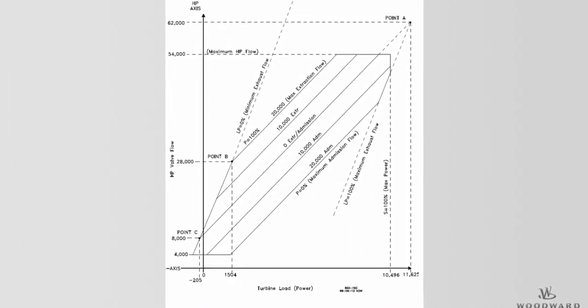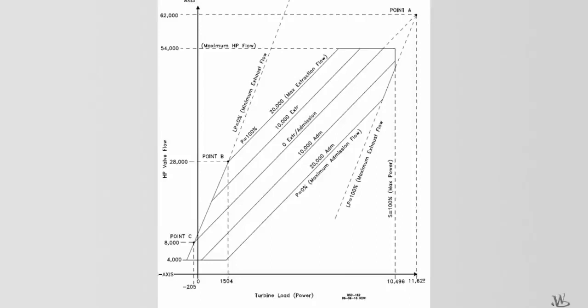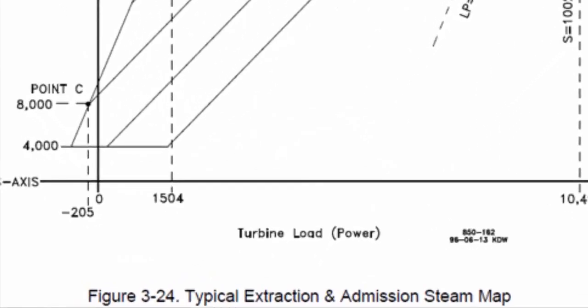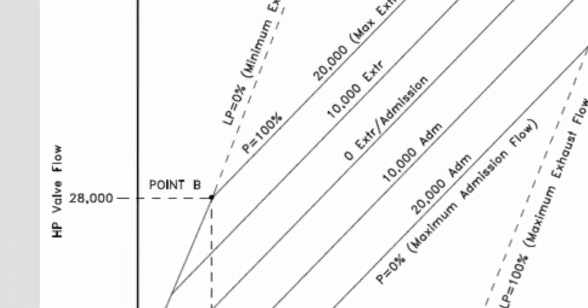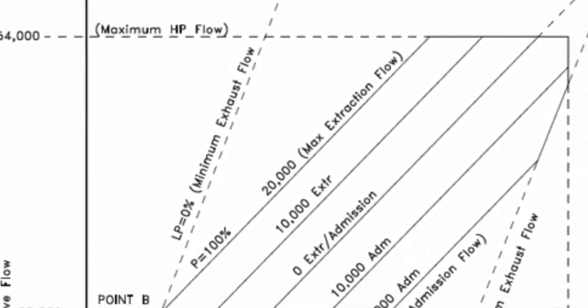Now that you are familiar with the steam map configuration menu pages, we will cover how to program the steam map in the 505XT. First, let's review a typical extraction and emission steam map. The steam map is plotted on a coordinate system where the x-axis represents turbine load, which we will refer to as the S-axis. The y-axis represents steam flow through the HP valve, and we will refer to it as the HP axis. The LP equals 0 line gives the range of operation when the LP flow is at a minimum.